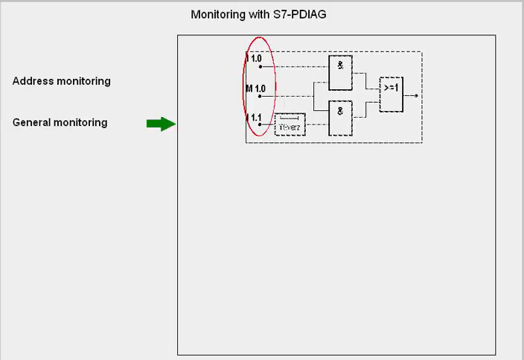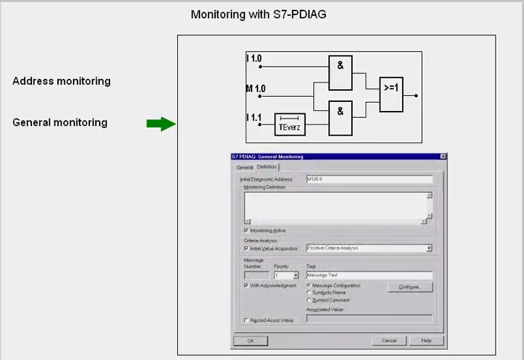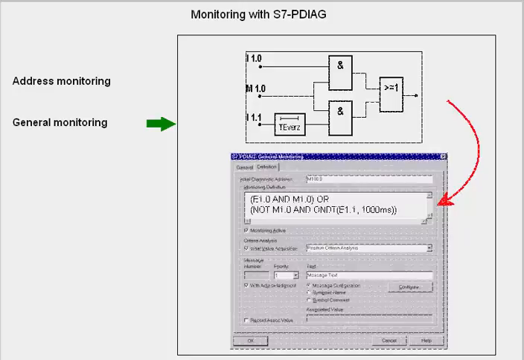For general monitoring, you can monitor any signals via a freely definable monitoring logic. In other words, this logic is not part of the user program, unlike the previous case. Only if the logic of the individual operation is fulfilled will the fault message be triggered. You can design an individual monitoring logic and formulate it with S7-P-Diag specific language elements in the parameterization dialog along with the message text. For address and general monitoring, you do not need to modify your user program for the monitoring logic.